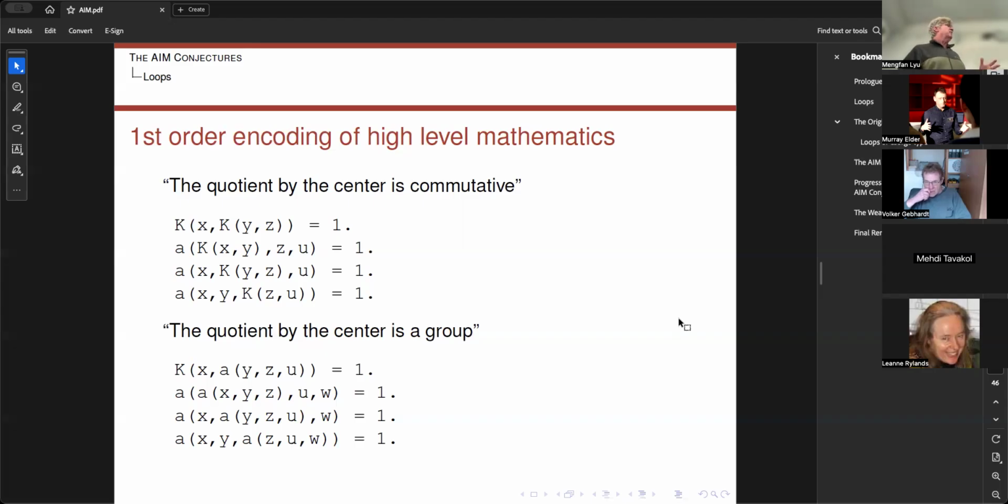This idea of taking high-level stuff and writing it in a first-order way is something that really pervades a lot of work with Prover9 in general, and automated theorem provers in general.